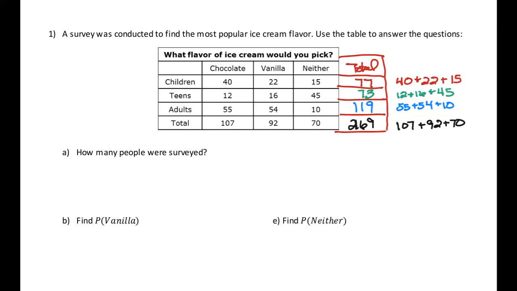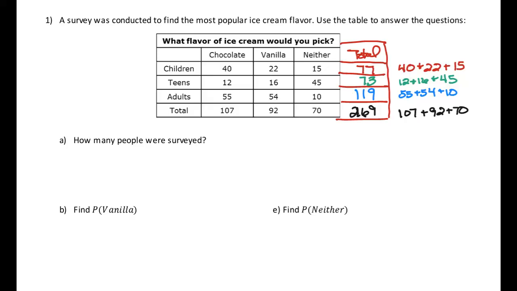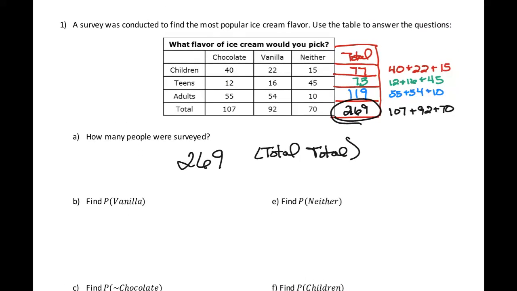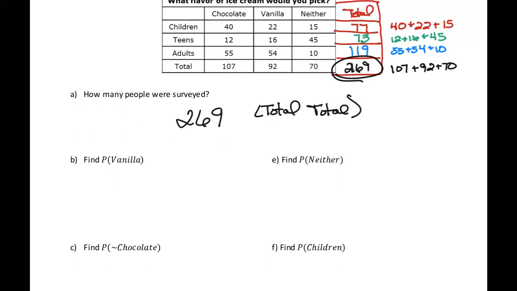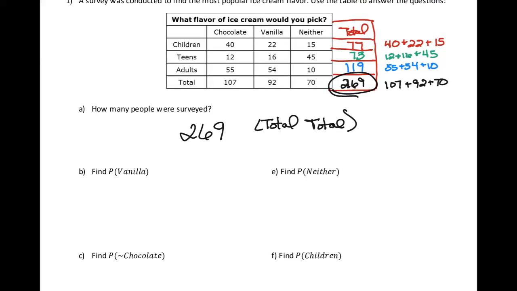So now we can answer A. How many people were surveyed? That's right. That is what I call the total. That's always going to be in your far right corner. I call that the total. Okay? Now, we want to find the probability, remember, probability that someone likes vanilla as their favorite ice cream. Write down your answer. Let's see how we do with these. Probability of vanilla.